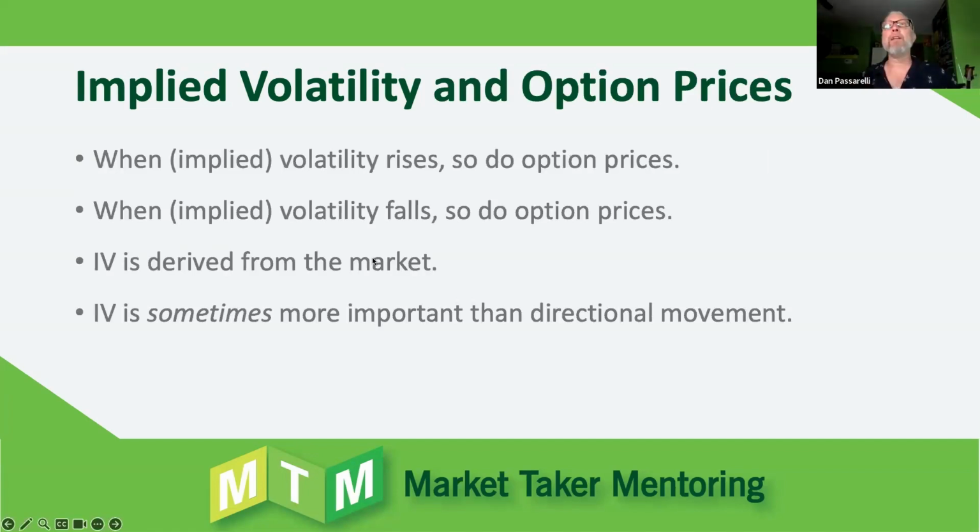So when implied volatility rises, that means option prices are rising. When implied volatility falls, that means option prices are falling. And like I said, implied volatility is derived from the market, from decisions in the market, from supply and demand forces. Implied volatility is sometimes more important than directional moves.